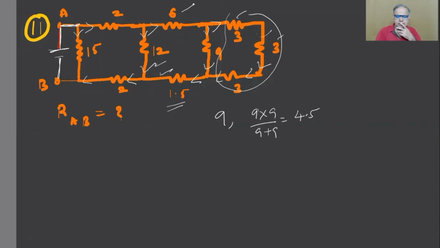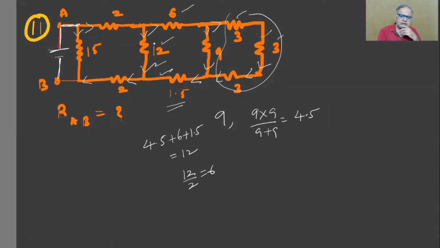How much? Series. 4.5 plus 6 is 12. 12, sir. 1.5, so how much? 12. That 12 and this 12 are once again in parallel. Parallel. 12 by 2, 6.